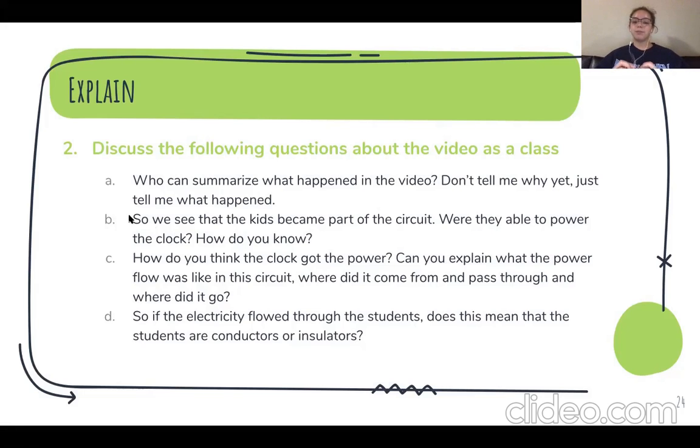So we see that the kids become part of a circuit. Were they able to power the clock? How do you know? So they were able to power the clock, and you know that because you saw the clock change. How do you think the clock got power? Can you explain what the power flow was like in the circuit? Where did it come from and pass through, and where did it go? And it came from the battery, it passed through the students, and it went to the clock, and the clock worked.